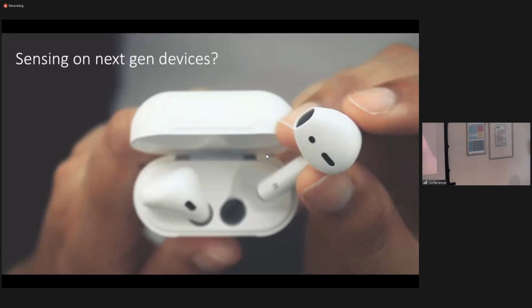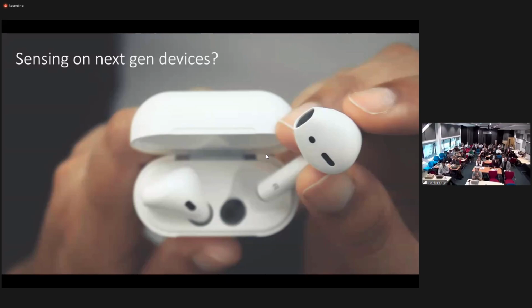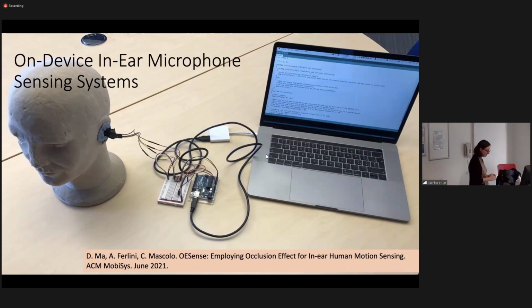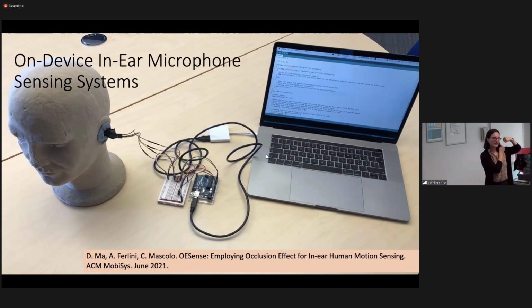So I'm shifting a bit in this last part of the talk to something that we have done to look at other form factors and other mechanisms to detect data. So this might be interesting to a different part of the room. This is about our work on in-ear microphone sensing, trying to understand if the sensors that are already embedded in many hearable devices, so you already have a microphone facing inwards as well as a microphone facing outwards in many of these hearable devices.